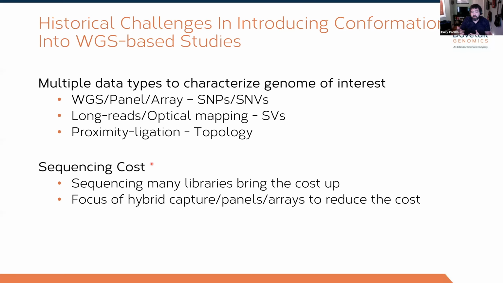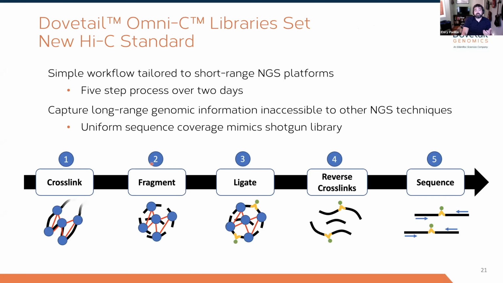And which has really kind of forced people to go into these hybrid capture panels and arrays like exome sequencing and things like that. When you do that, you reduce your sequencing costs and you increase your resolution over those features, but you're also putting on your blinders to what else is going on. And so what we're going to talk about next is how our Omni-C data type really integrates all of those different approaches in a single assay.